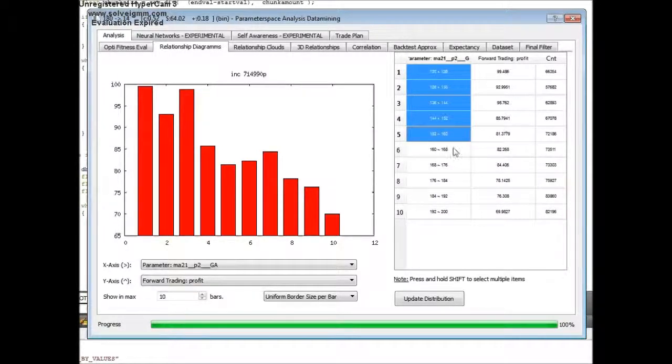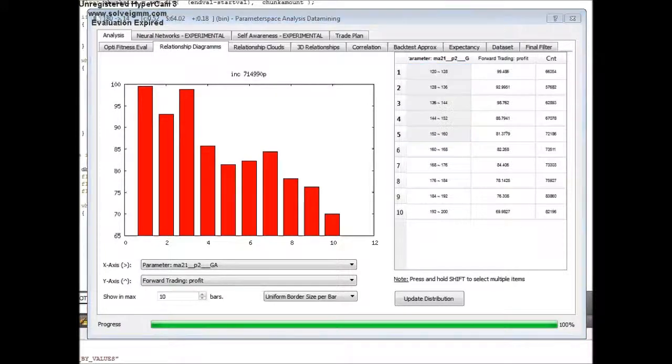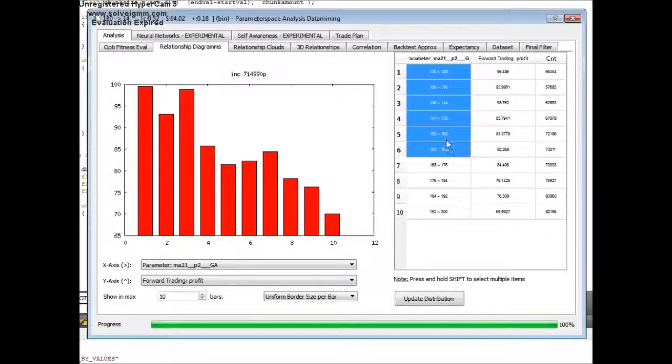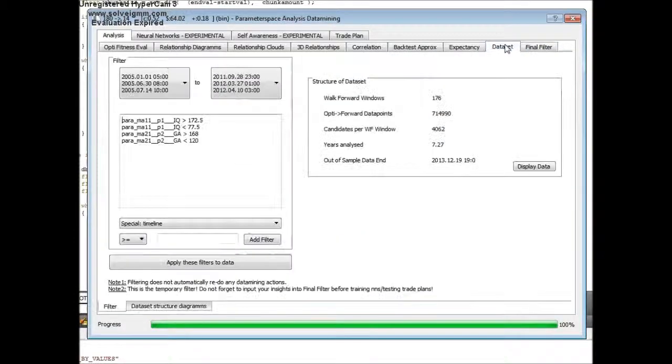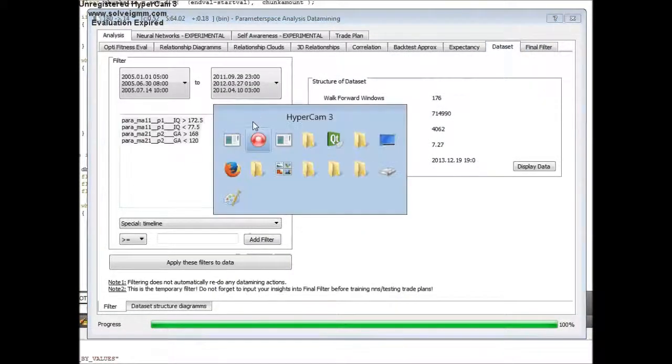Well, let's use this one, for example. Well, this doesn't really matter because here the difference is not very high. So let's just take these, we add to filter as well. We're done with the analysis of our entries.